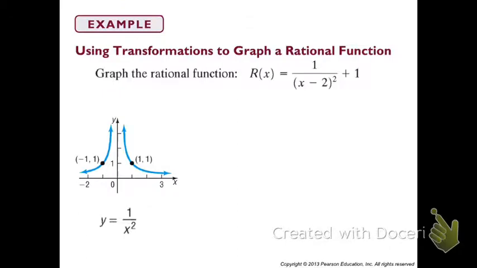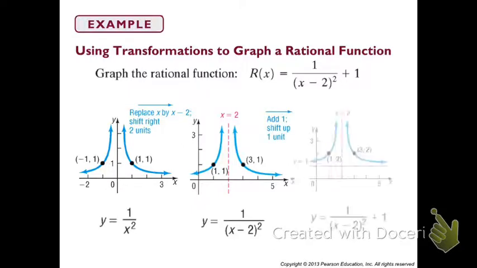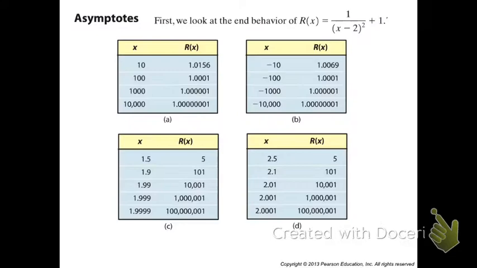Okay, we start with 1 over x squared, and then we're going to shift to the right 2 units. Replace x by x minus 2, shift to the right 2 units, and then that plus 1 at the end means that we're just going to add 1 to every y value, and in essence shifting the second graph up 1 unit to get the final graph of the function that we're trying to graph. Okay, so let's see what else we've got.